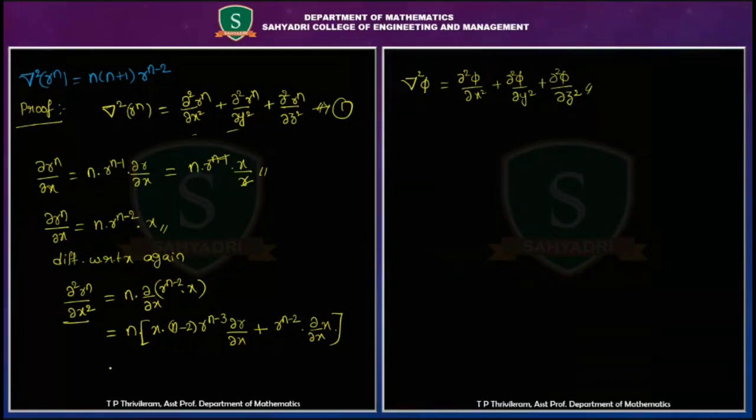So this one is equal to n into (n minus 2) into, I have multiplied n with x. So I have multiplied this n to both terms. So n into (n minus 2) into rⁿ⁻³ x into, here ∂r/∂x value is x by r, plus n into rⁿ⁻² is there. So I have multiplied n for both the terms.